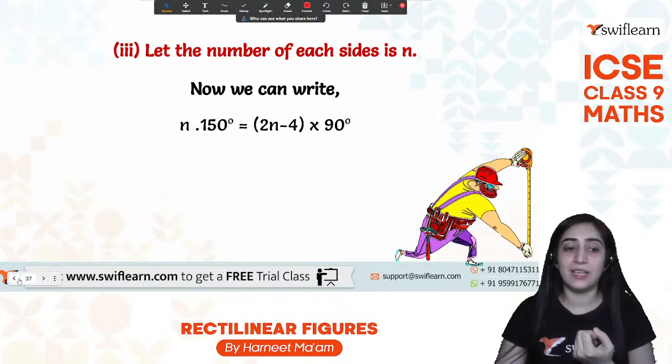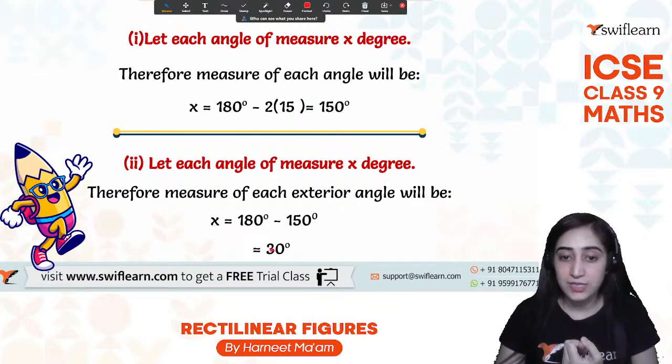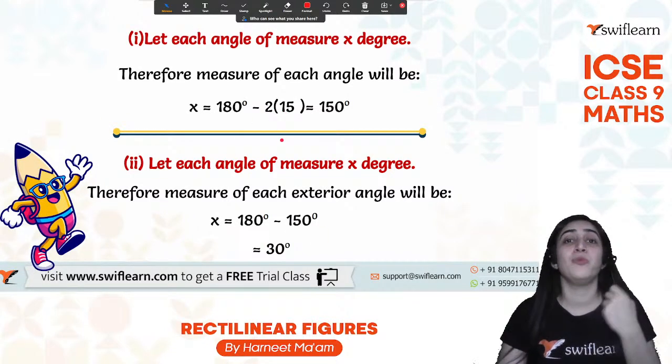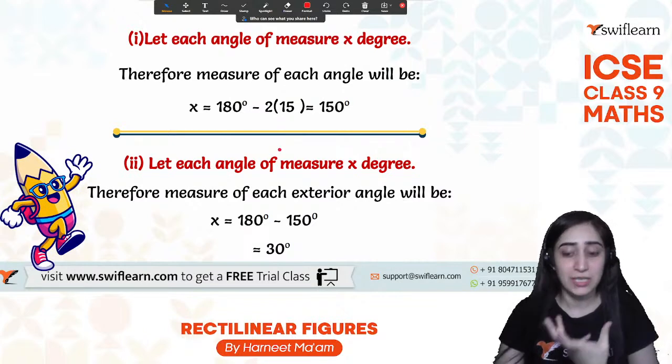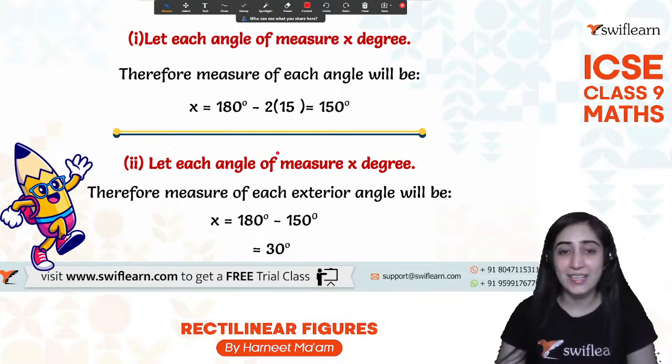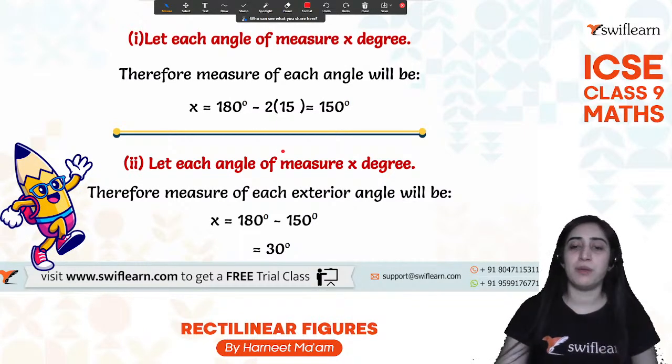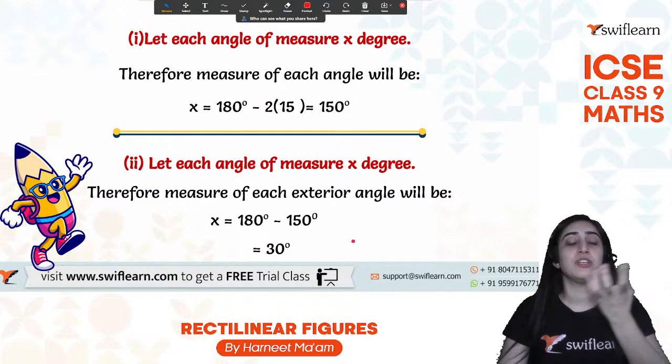What we calculated, the exterior angle was 30 degree, whereas the interior angle will be 150 degree. I hope it's clear, guys. It's simple, nothing very big in it. Whatever we are using, we are just finding out.